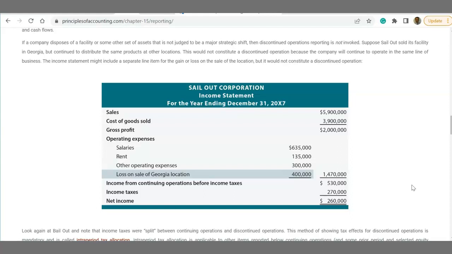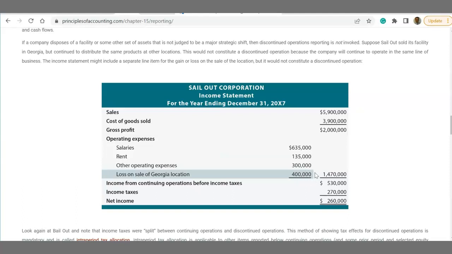But sometimes it's not a discontinued operation. It's just one of the locations that is, let's say, closed or sold. The operation is the same, but just one of the locations is closed. That's normal. That's fine. So in that case, you show that you have sales, cost of goods sold, gross profit, operating expenses of 635 for salaries, rent, operating, and then you have a loss on sale of the Georgia location. That's fine. You show the actual loss on sale of that location and add them up.